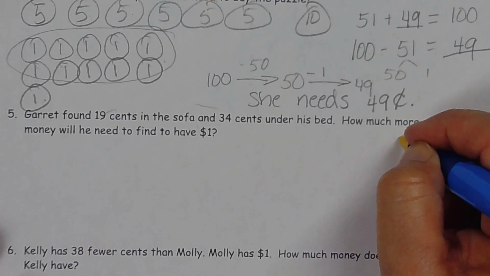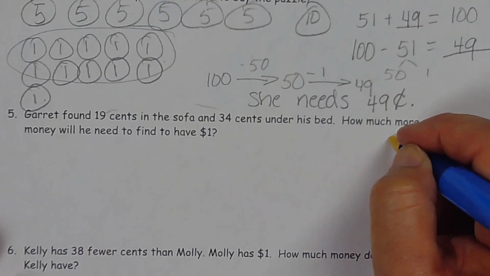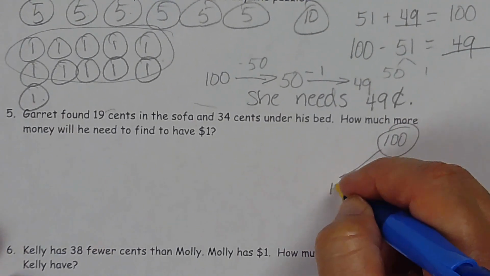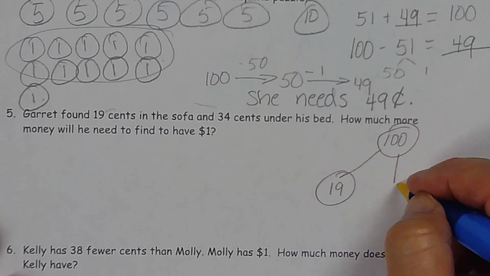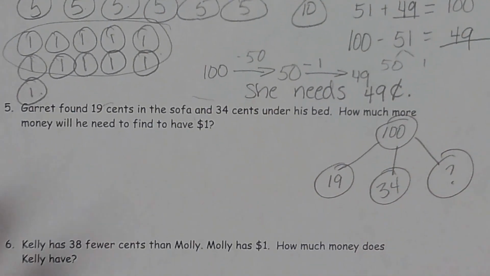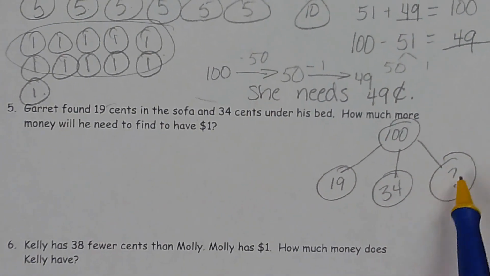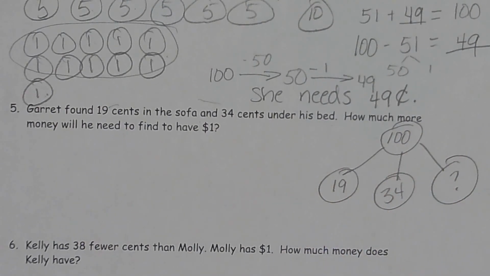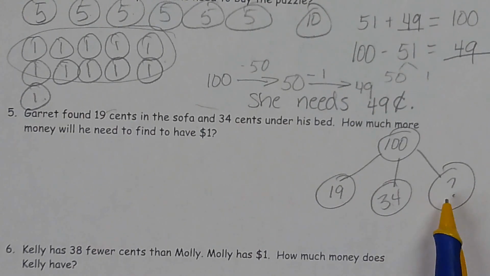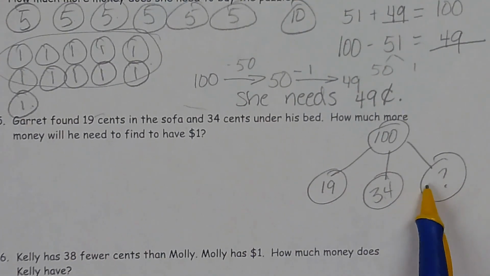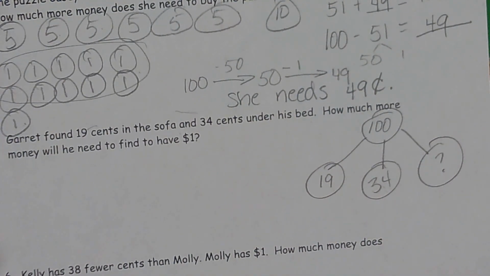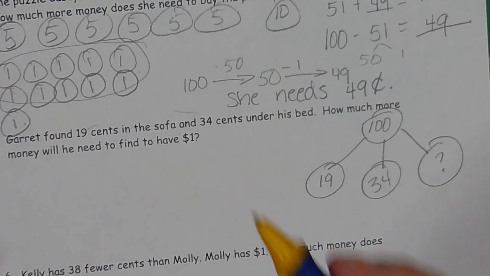If this was a number bond, it would look like this. We would have our 100 at the top, and then we would have 19, 34, and another part that we don't know. All together, these have to add up to 100, but we're going to have to add these two together first in order to find out what that other part is. So 19 and 34.